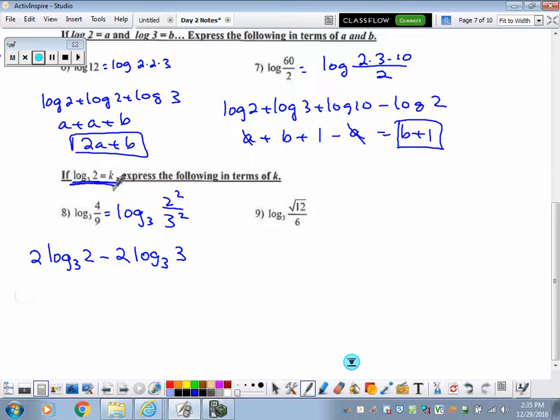It's given to us that log base 3 of 2 is equal to k. So I will replace log base 3 of 2 with a k, and this is going to be minus 2 times 1, so it's 2k minus 2.